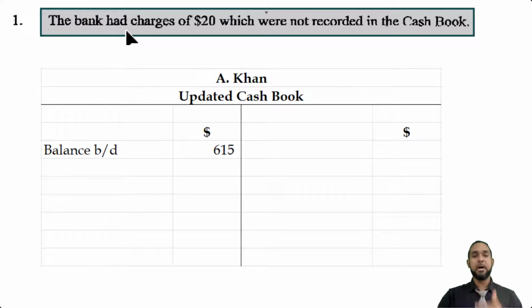Now, the first item, the bank had charges of $20 which were not recorded in the cash book. Right, so the bank charges are amounts the bank literally charges us to take care of our account. So they take money from us as payment for upkeeping our account. So that's money coming out.